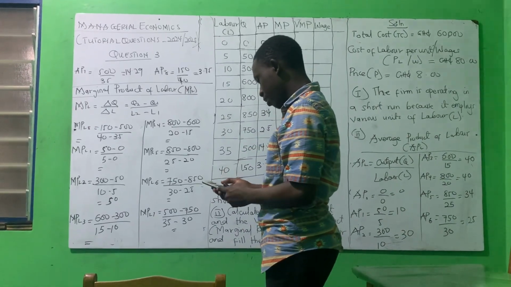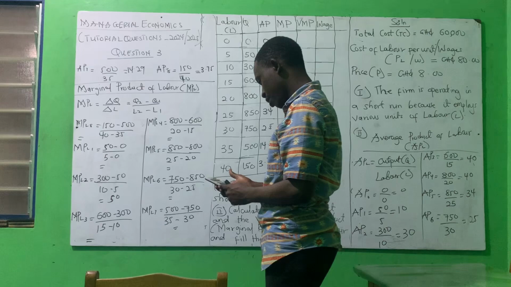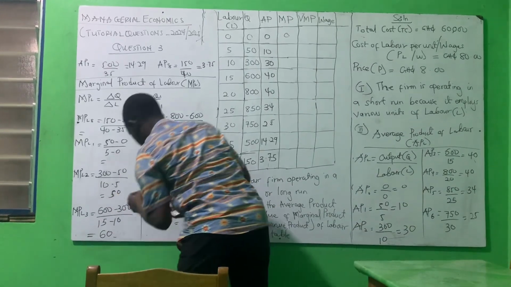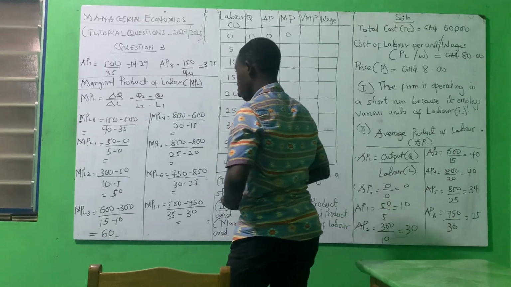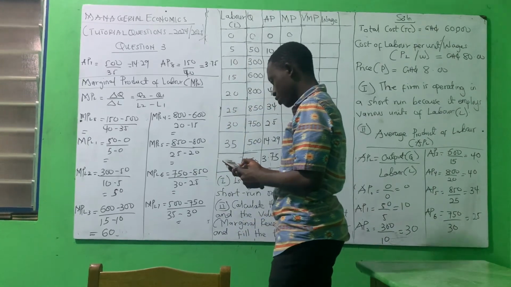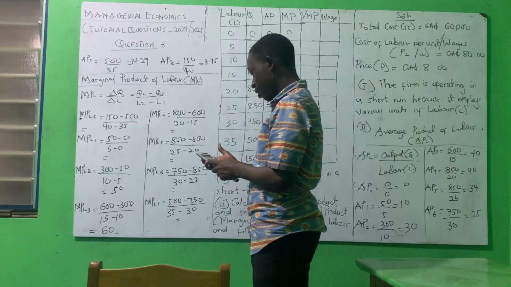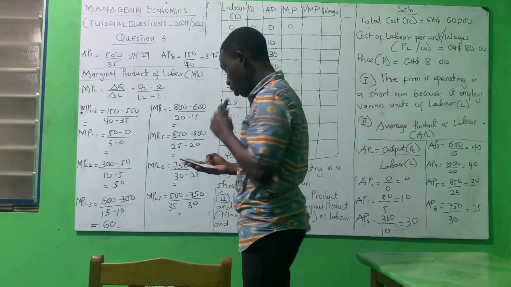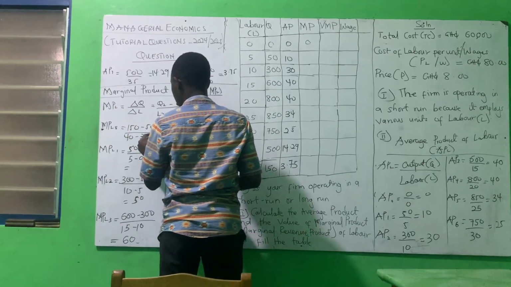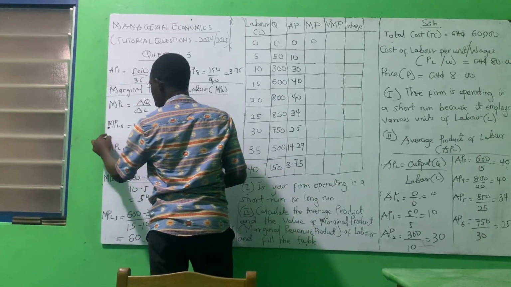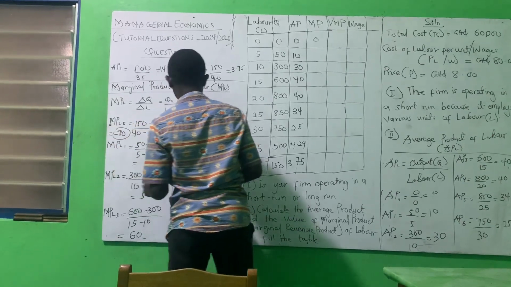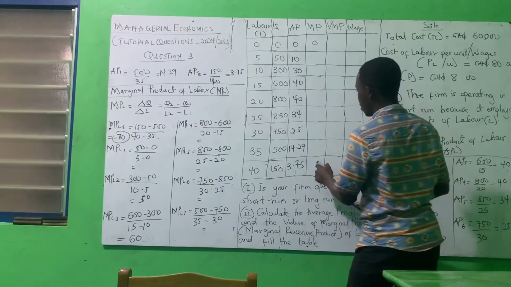600 minus 300 divided by 15 minus 10. This will give me 60. Let me do the top one. 150 minus 500 divided by 40 minus 35. This one is minus 70. Let me put it here. Minus 70. So the last one, the 8, this one, minus 70.